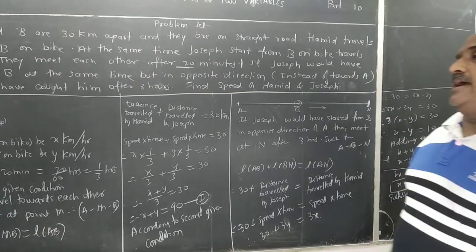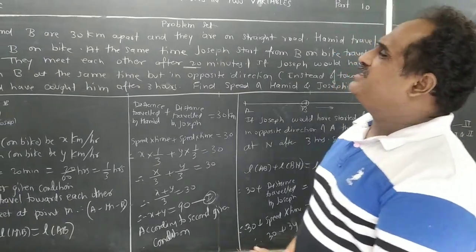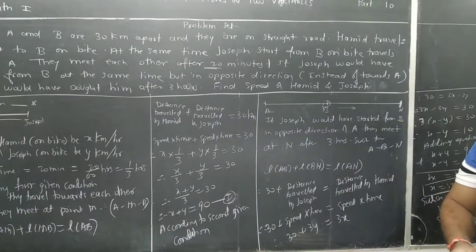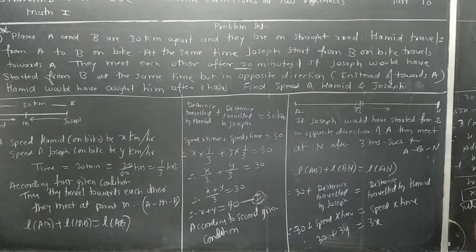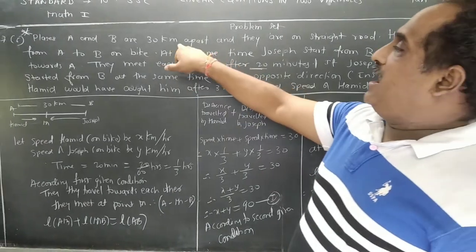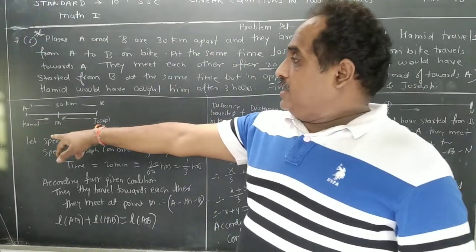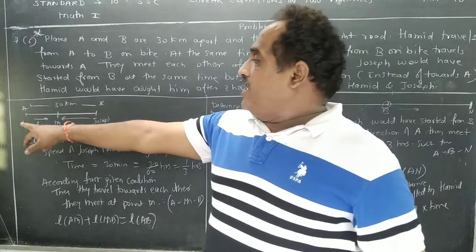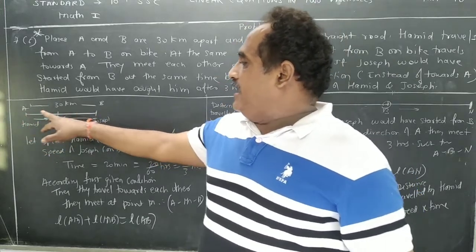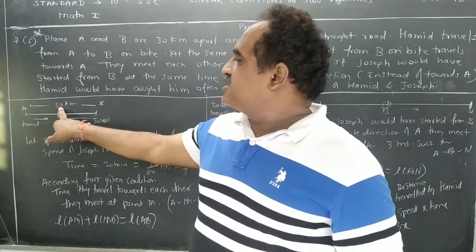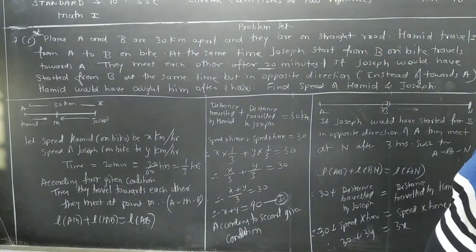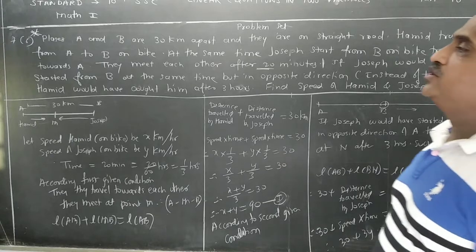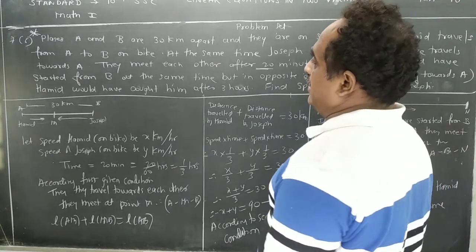So this is the end of your problem set. This is a question with a star. It is not that high a level of question, but you do have to use your brain a little. Places A and B are 30 kilometers apart. So we are going from A to B, na? And A to B, how much distance is there? 30 kilometer. Now Hamid started from A and Joseph started from B.